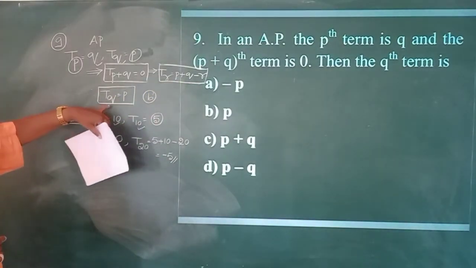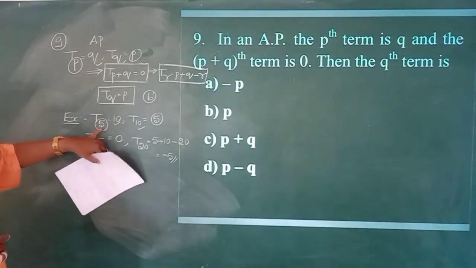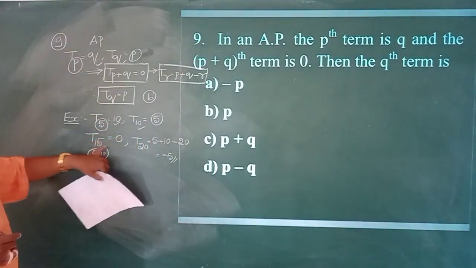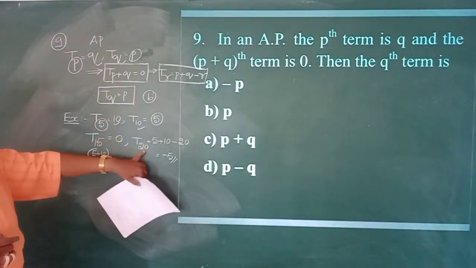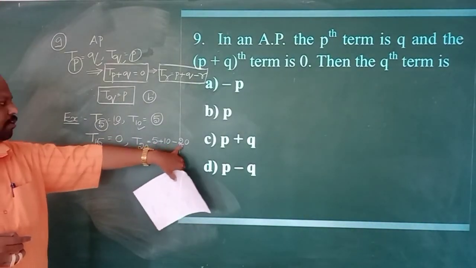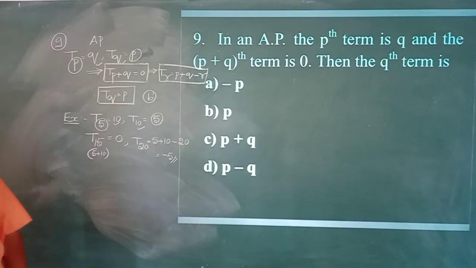So therefore we have given Tq is equal to p. This is an example. T5 is equal to 10, T10 is equal to 5, T15 is equal to 0. Similarly, T20 is equal to, this is P, Q and R, minus 5. The same result you proved in the first PU. We'll go for the next one.